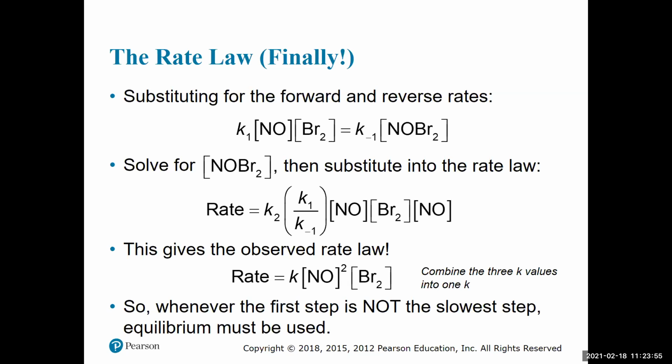If we take all of these three rate constants and mush them all together and just call it K, a different rate constant, then we can rewrite this as rate equals K times, we have two of those NO, so NO squared, times Br2. And if we recall, that's the rate equation that they gave us at the very beginning when they were telling us about this.